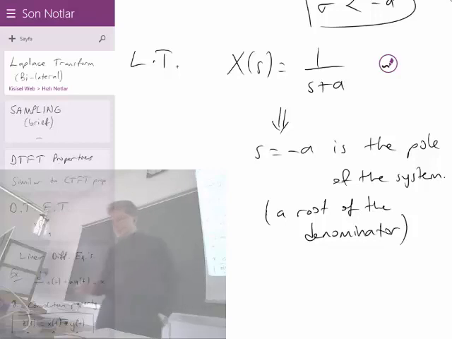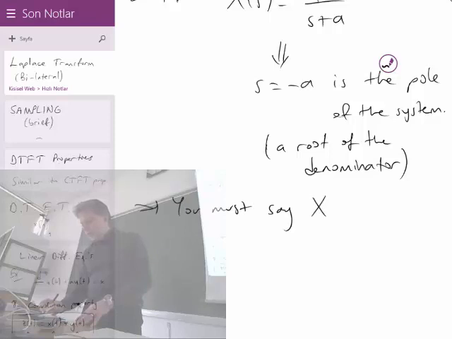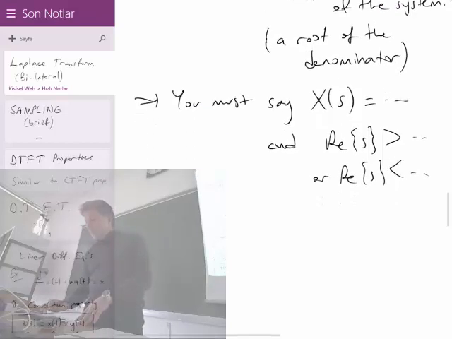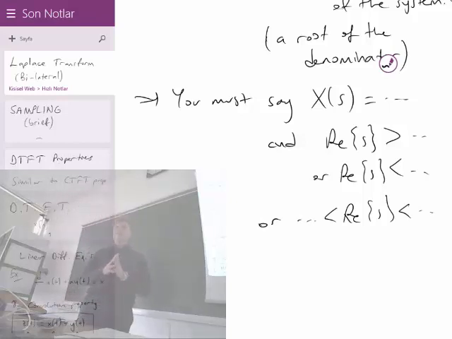So the critical way to represent properly the Laplace transform is by giving the Laplace transform. So you must say X of s is equal to whatever, the Laplace transform, and real part of s is greater than something, or real part of s is less than something. There are in fact other things like, or real part of s is greater than something but less than something. In 3 different ways you must give me an expression.